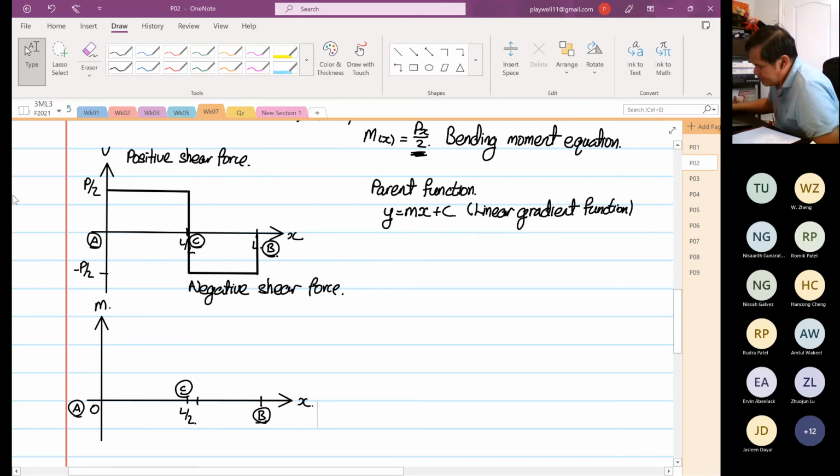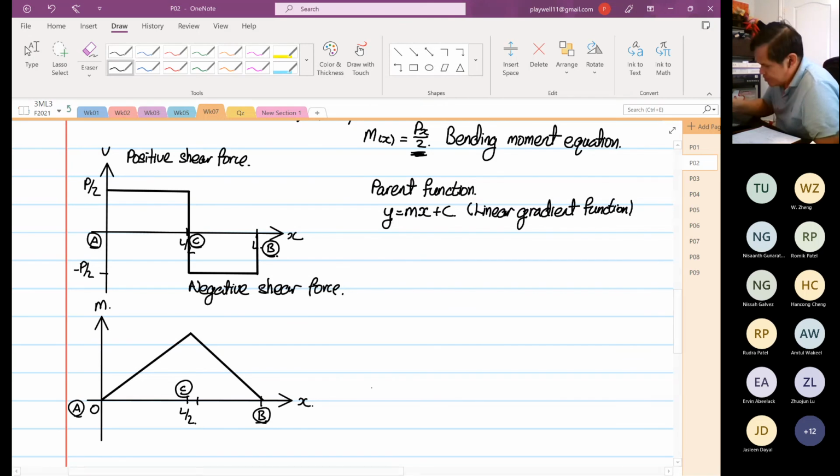If you look at our gradient, M as a function of x is Px over 2, so the moment will go up this way. And once it reaches L over 2, it will start to decline. That magnitude is equal to P over 2 multiplied by L over 2. The moment is PL over 4.